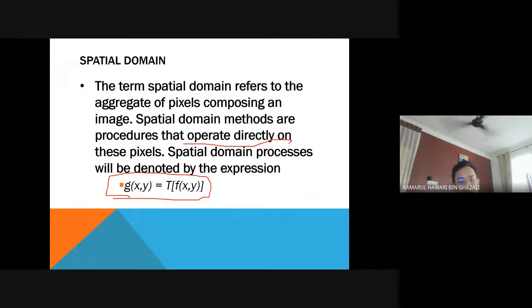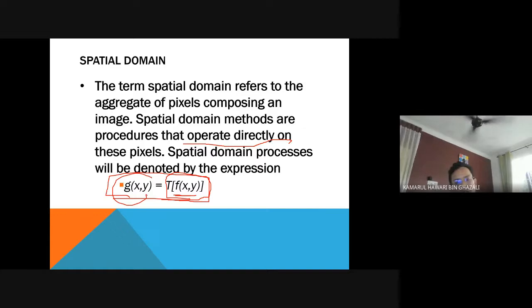This term you learn in mathematics. T is the transformation. F(x,y) is your image. G(x,y) is the output. This is your image matrix, which we saw at the beginning of the slide. T is the transformation in the spatial domain, what we want to perform on the image f(x,y). G(x,y) is the output after applying T to f(x,y).